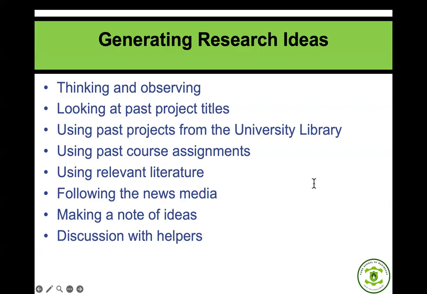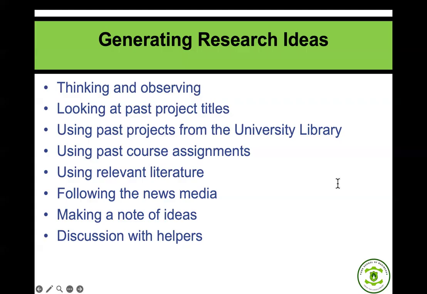You may also consider past project work titles. Typically, you would find in our universities' libraries a gold mine of previous research work. You can go there and look at what others have done. You can consider what topics they covered, what gaps they left, and how you could build on their work.